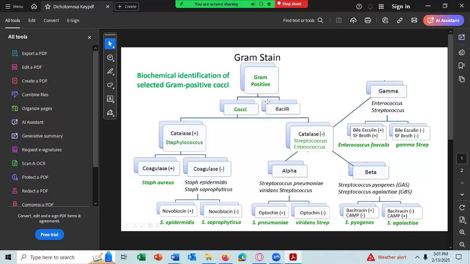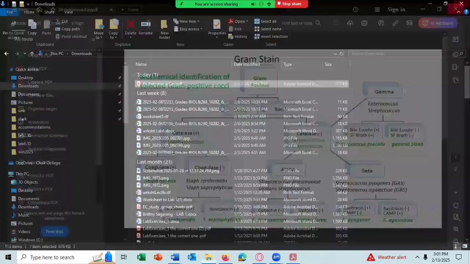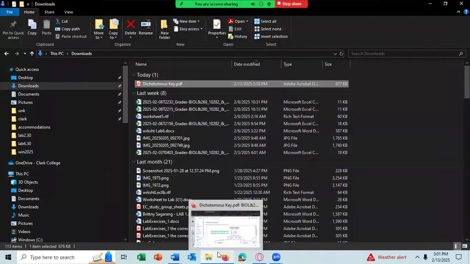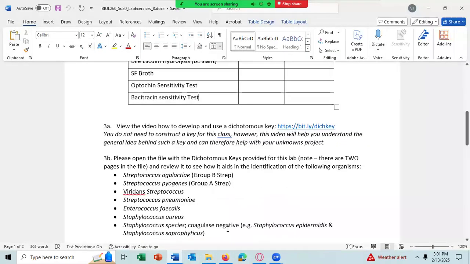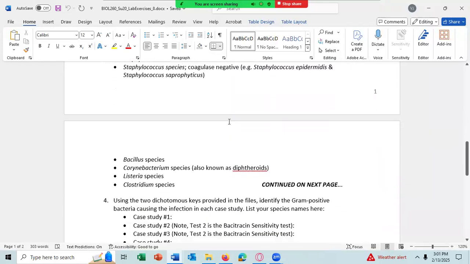All right, so you need to use this dichotomous key for this lab only. Don't use it for your unknown report, for example, or any other lab. And you can use that dichotomous key for the questions in the lab exercise, where the answer will be one of these species. It may even be further, like if it narrows down to the Clostridium and Listeria species.